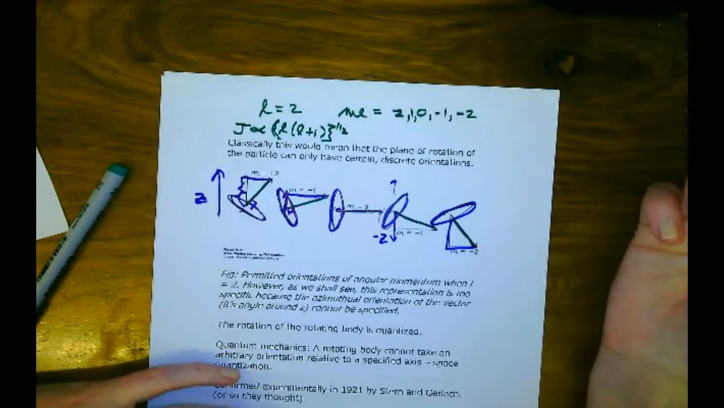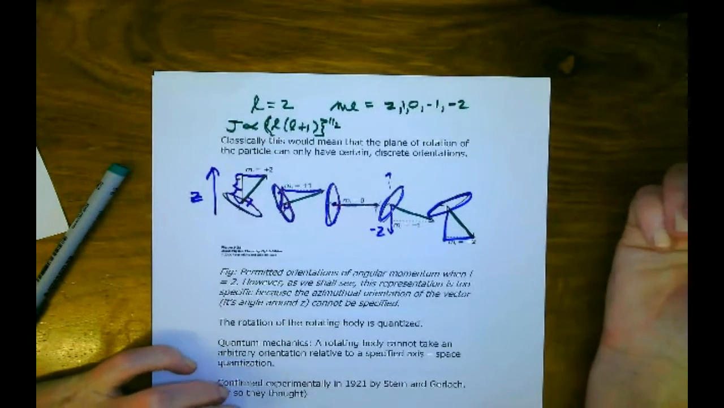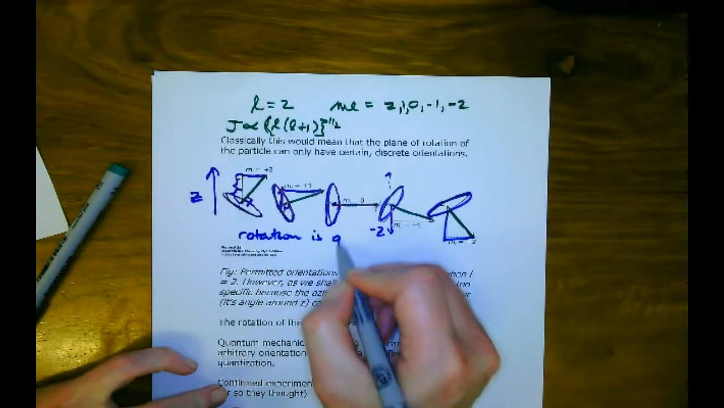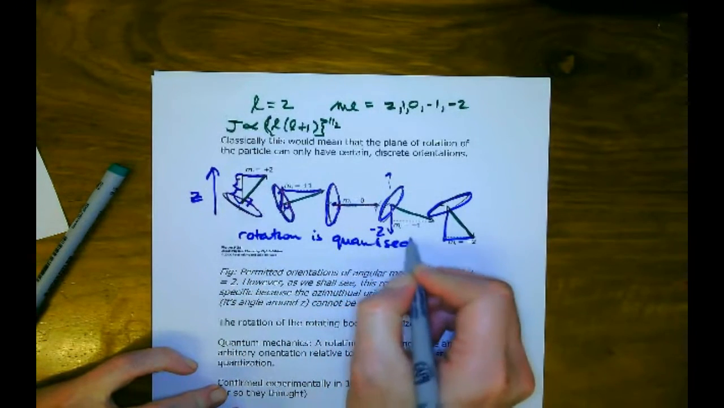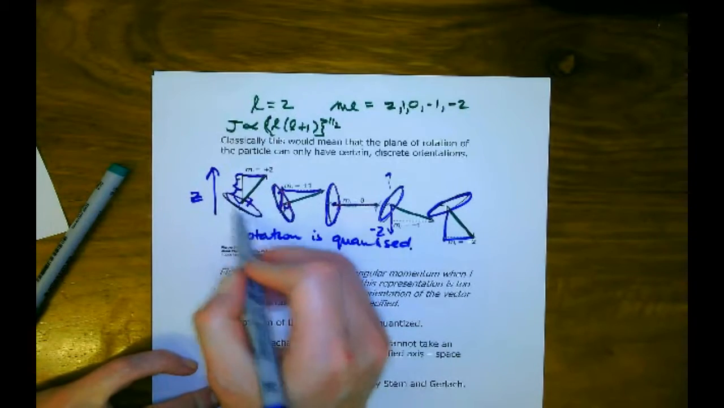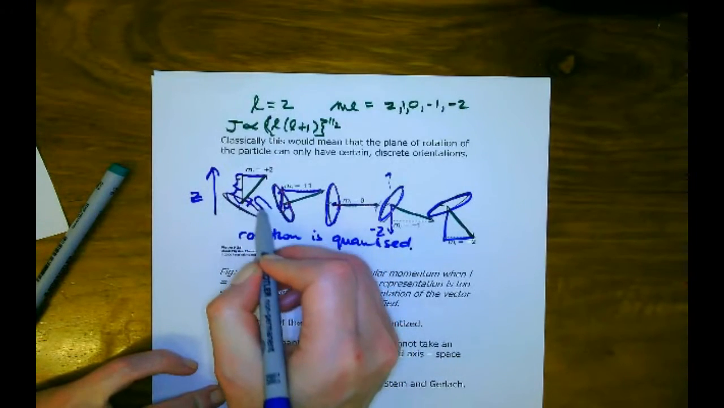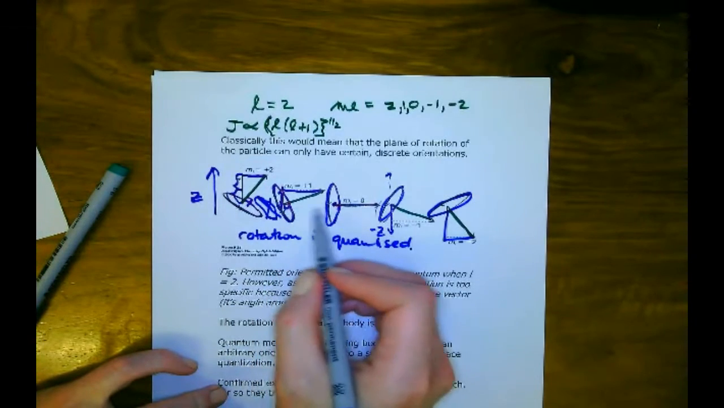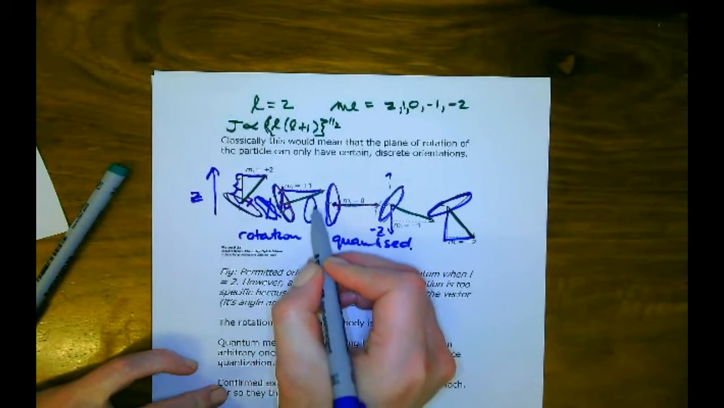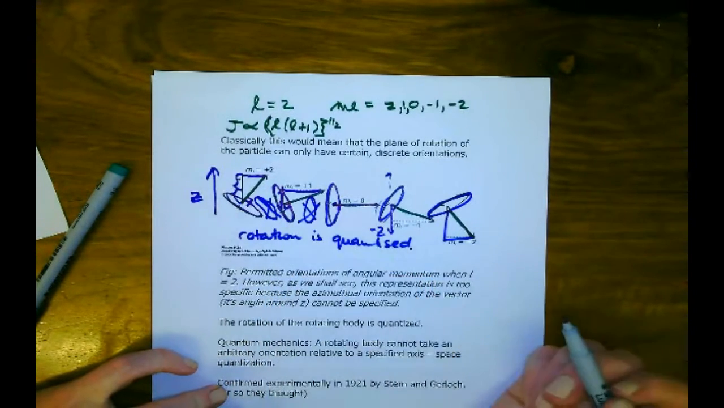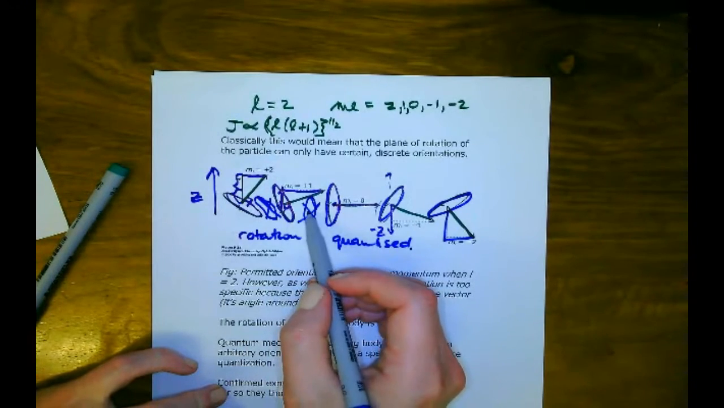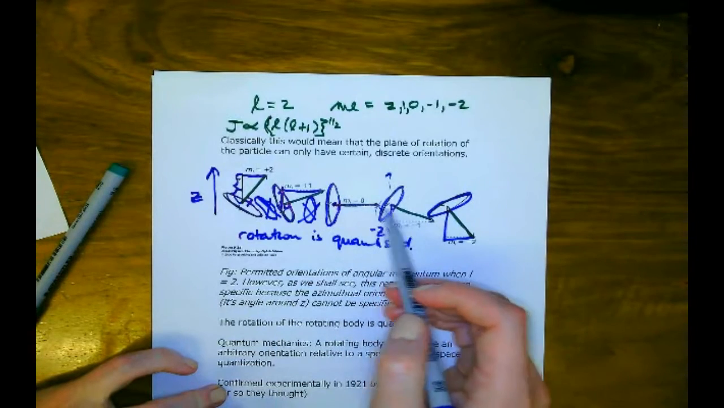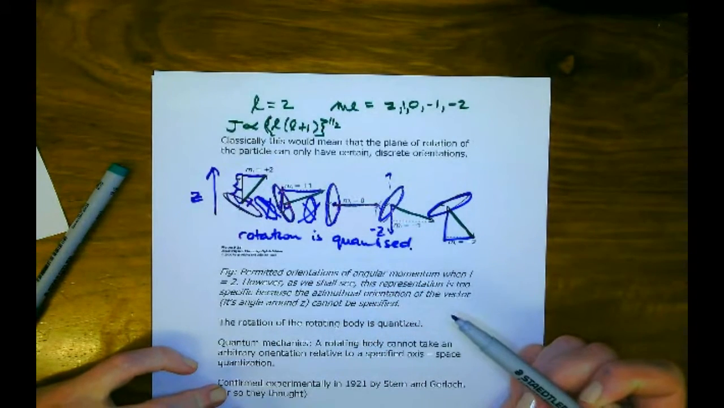So what are we seeing here? We're seeing that the rotation is quantized. We can have rotation like that or like that, but we can't have something in between. That's not allowed. You can have that one and that one, but you can't have something in between, because that will give you an ml value that's not acceptable. Same for anything in between that or in between that.